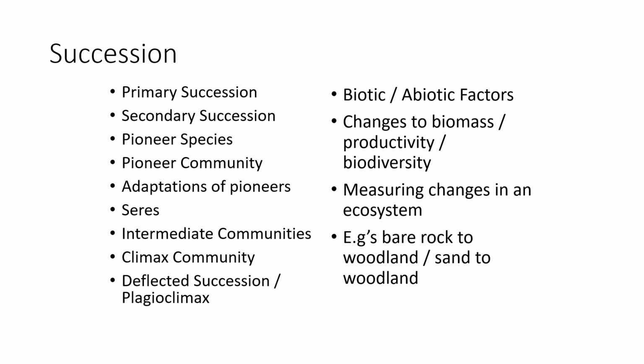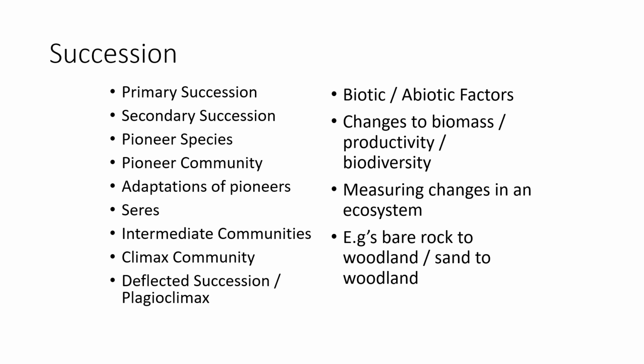The climax community, remember, is that relatively stable community, usually a woodland, for example, or mature grassland, where it's relatively stable and there's no new influx of new plant species. It's a relatively stable community with very high biodiversity and high species richness.